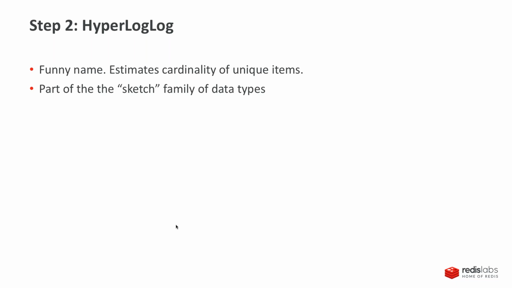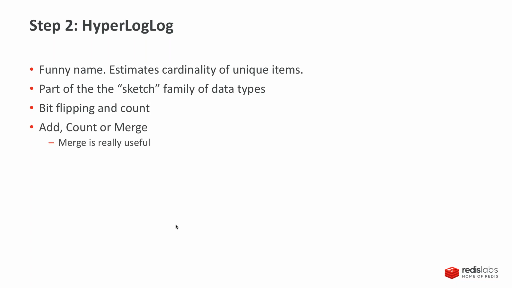Basically, these all estimate cardinality in different ways. It's based on bit flipping and counting, so you're flipping bits in a bit field and using some counts. I'll go into a little further detail on how the algorithm works, but you don't really have to know that because HyperLogLog is abstracted by Redis, so you can use it out of the box. It's just some simple commands. Those commands relate to three operations: add, count, and merge. Merge can be really useful in ways that you might not expect.